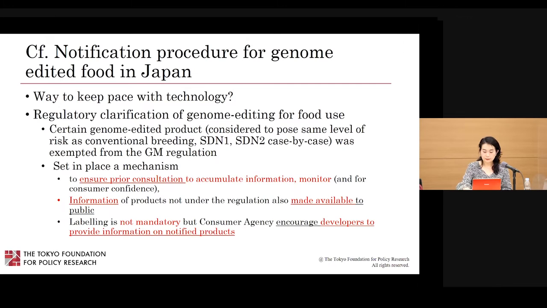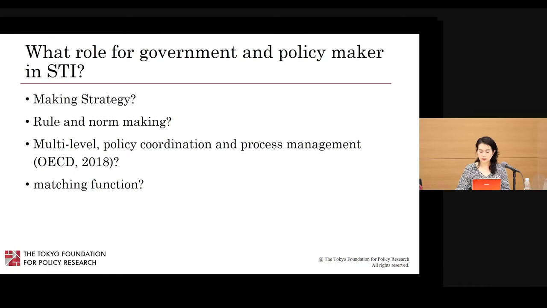And finally, I would like to finish my presentation by asking, what would be the role for policymaker in STI, science, technology, innovation? Making strategy, rule making, multi-level policy coordination and process management, new leadership and matching function. And that's it for me. And if Shiroyama wants to add in addition to that.